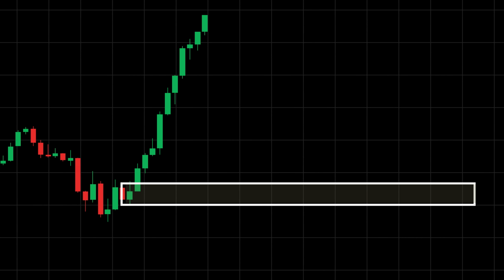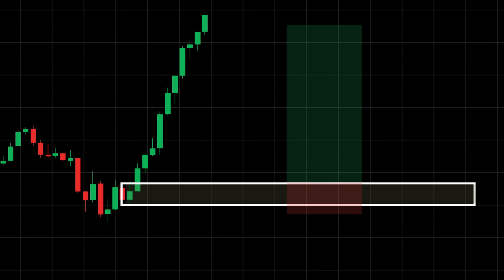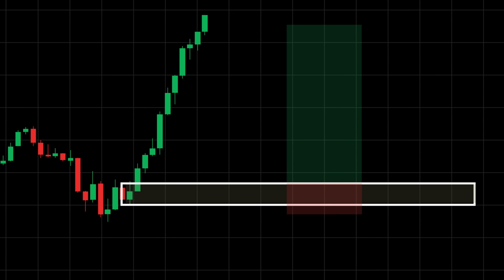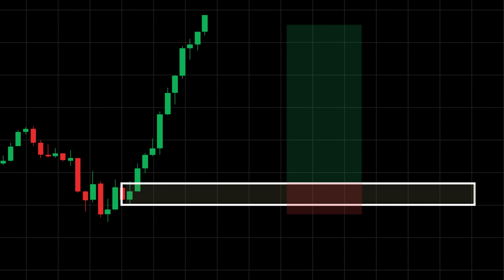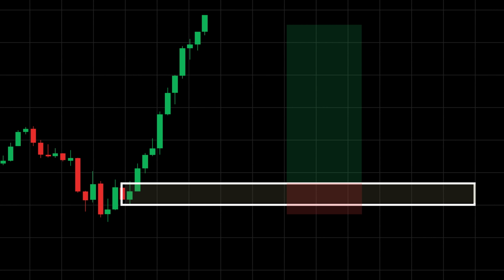And finally, risk to reward. From this entry point, the setup offers a clean 4-to-1 ratio. For every unit you risk, you're targeting 4 units of reward. Even if not every trade works out, this math keeps your edge profitable over time.